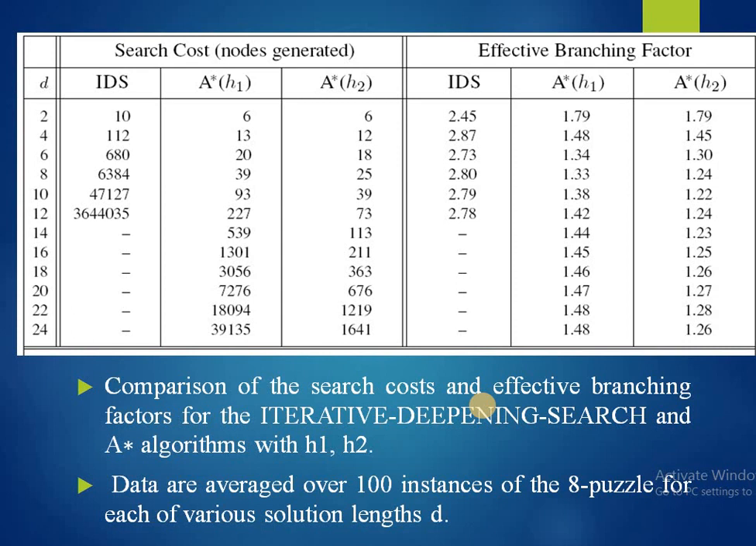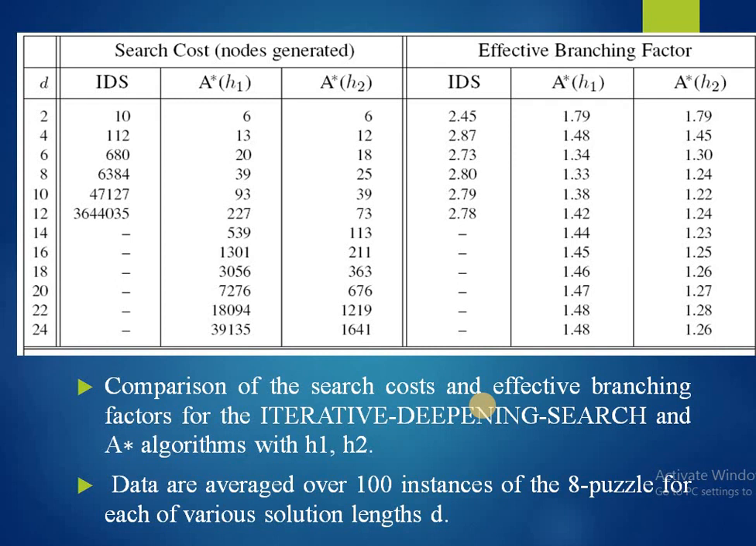Comparison of search cost and effective branching factors for iterative deepening search, that is IDS, then A star algorithms with h1 and h2. The data are averaged over 100 instances of the 8 puzzle for each of various solution lengths d. Okay, so the solution length is provided from 2 to 28.